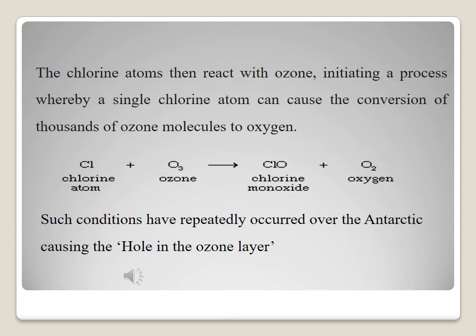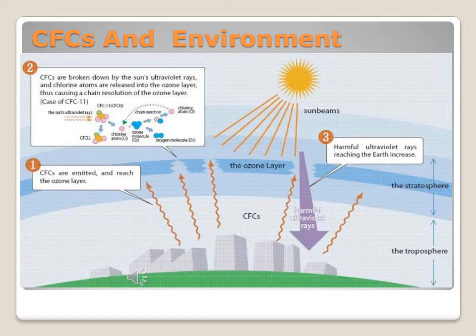It means that the ozone gets thinner at any end from where ultraviolet radiation can easily damage life on Earth. Such conditions have repeatedly occurred over the Antarctic, causing the hole in the ozone layer. This picture represents the entire story from slide 8 to 10. In the picture, box 1 shows the emission of chlorofluorocarbons into the environment where they entered the ozone layer.